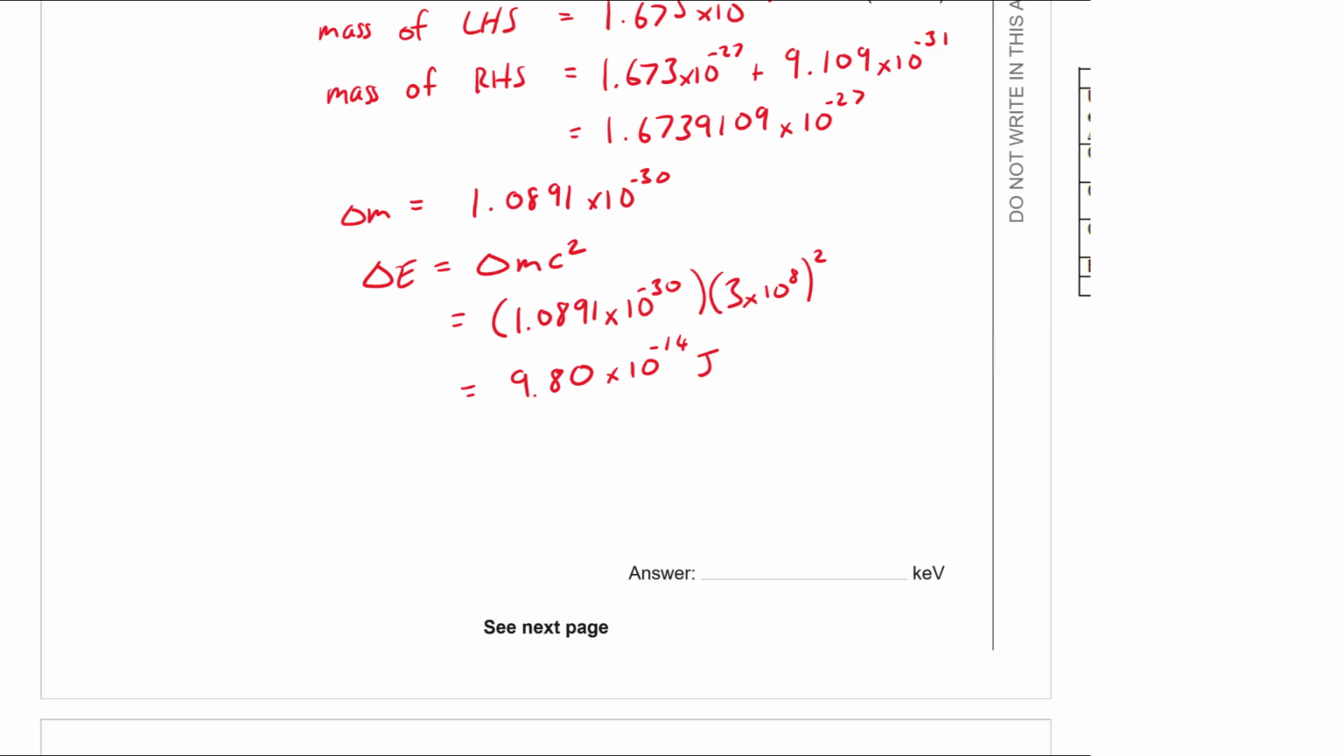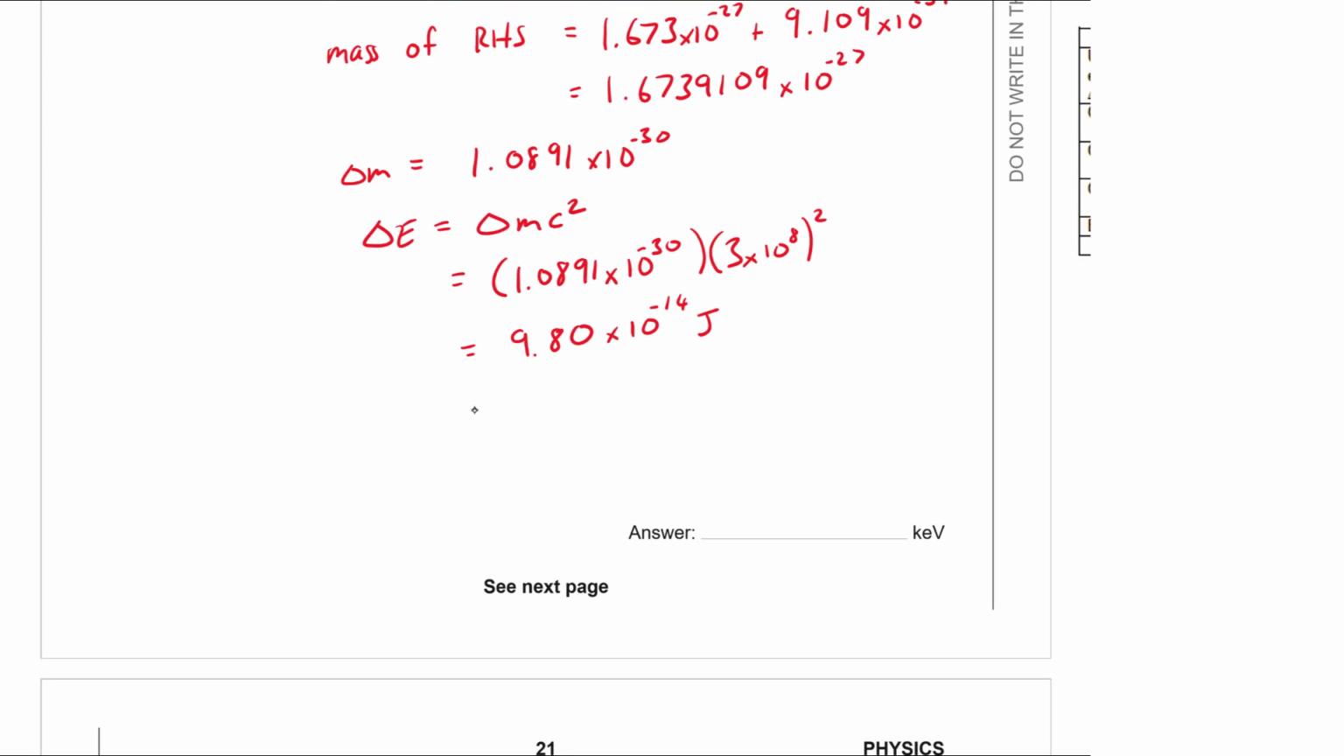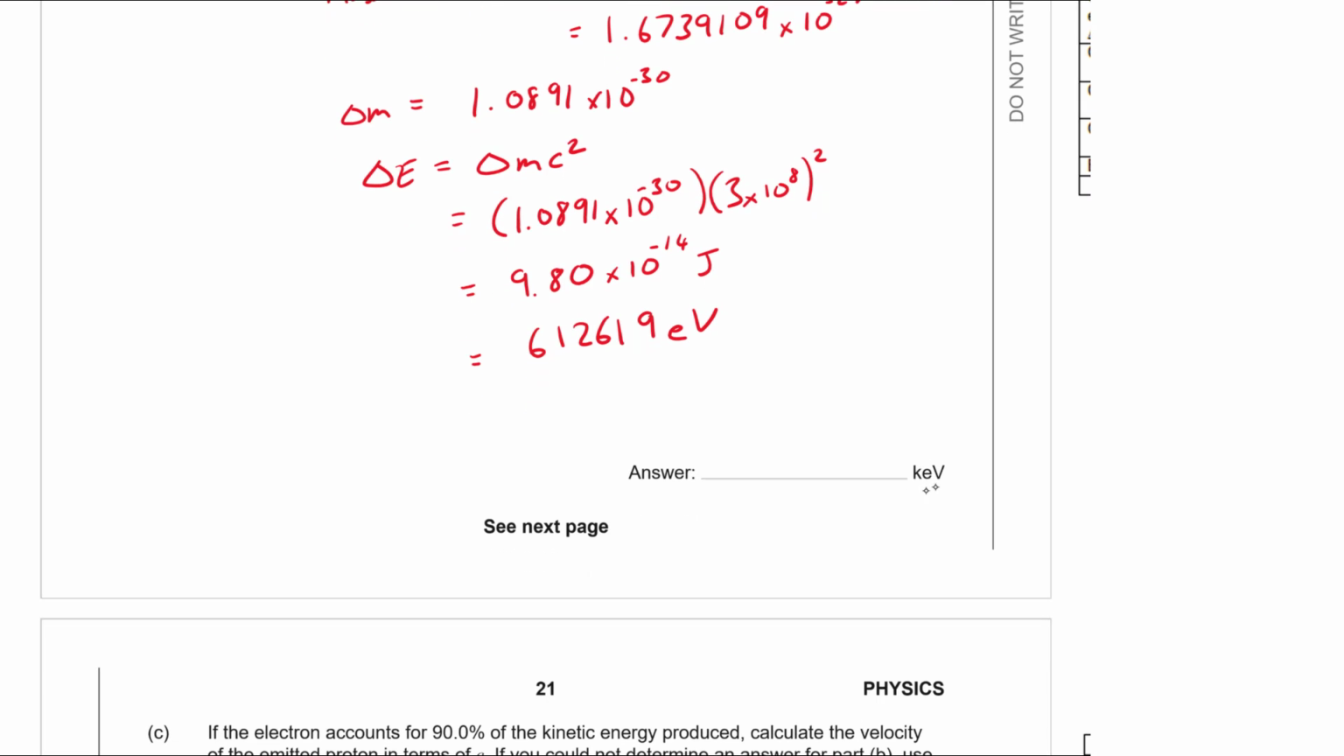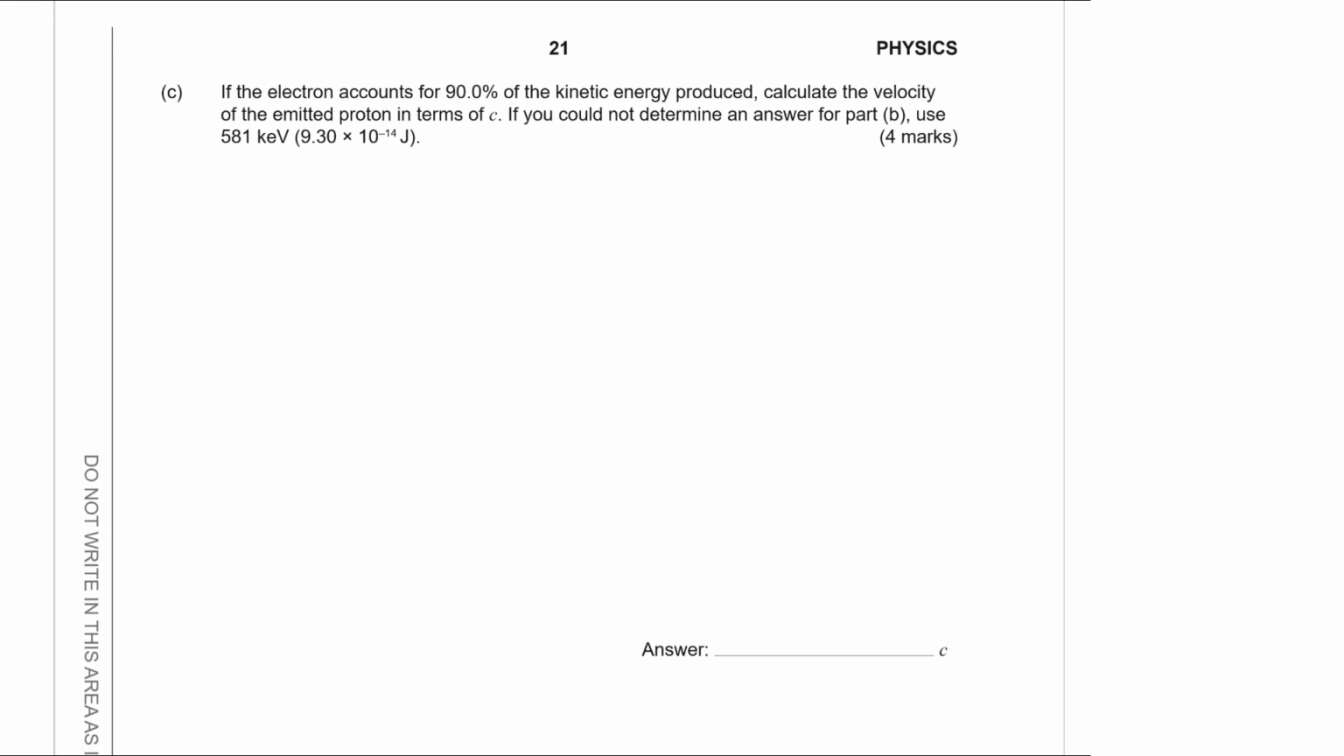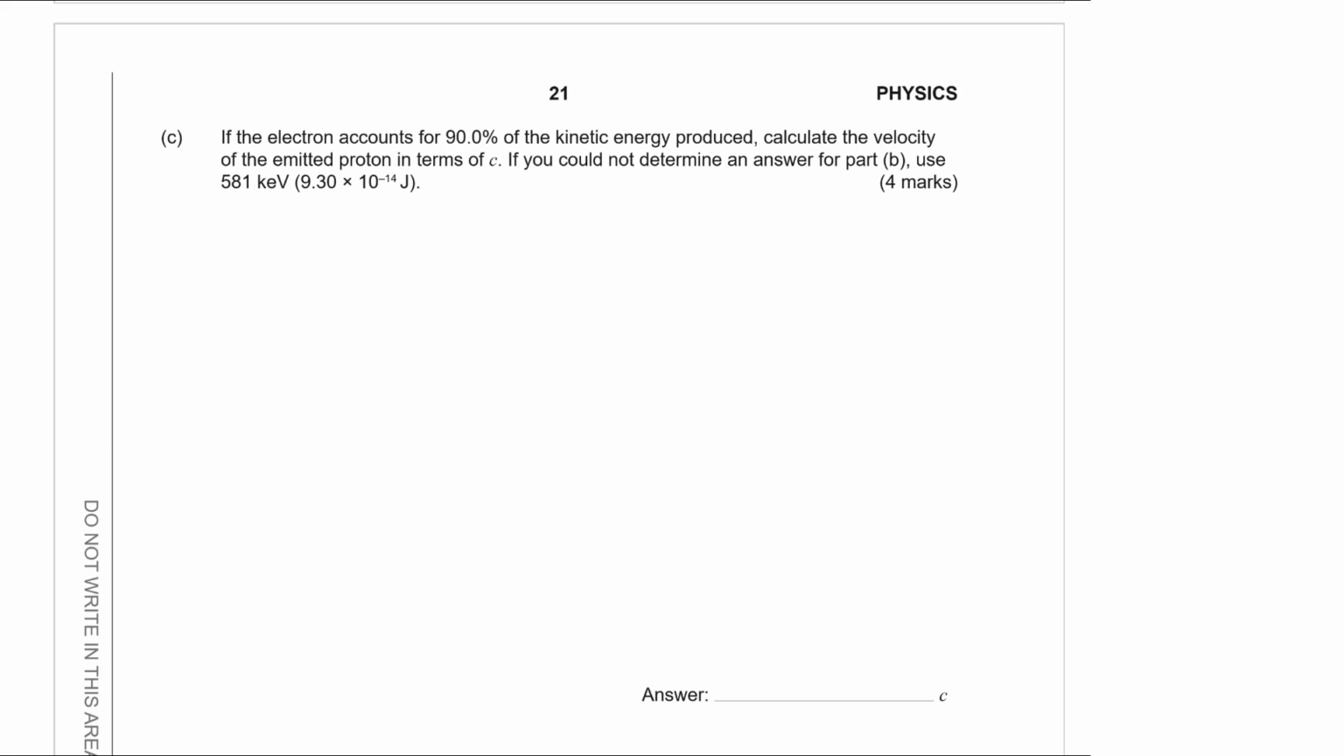So there's actually 2 marks in that. One is to go from joules to electron volts, but divided by 1.6 times 10 to the -19. And this is what I got. And that's what it is in eV, but again, it's asking for kiloelectron volts, so you come across to here, and you'll end up with 613 kiloelectron volts.